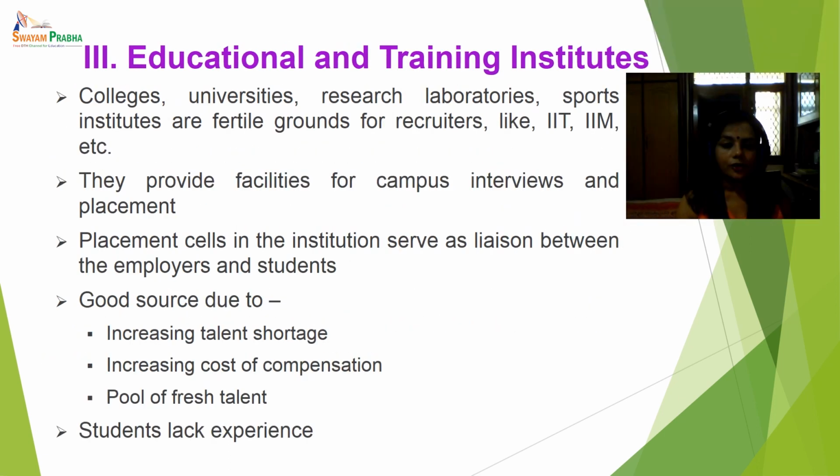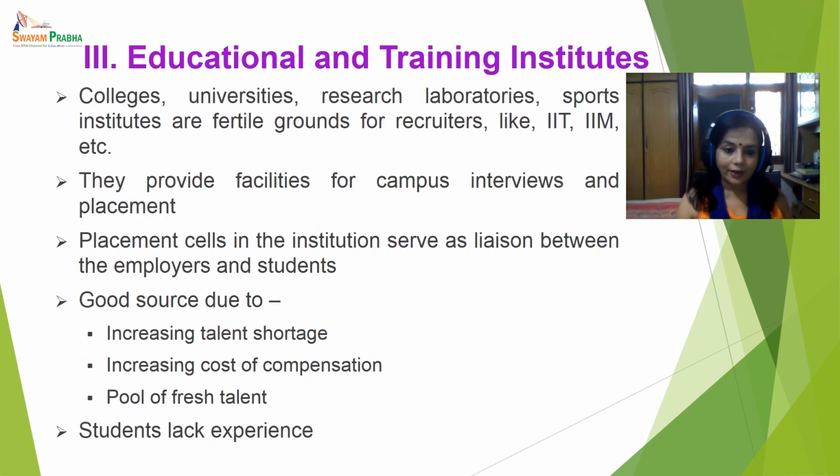The third external source is educational and training institutes. Colleges, universities, research laboratories, sports institutes are fertile grounds for recruiting people. Like in earlier times, only IITs and IIMs were considered the best source of recruitment. But now the recruiting cells of the companies are visiting different colleges and picking up candidates for their firm.